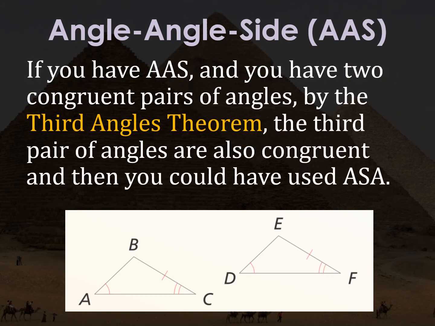So if you have AAS, you have two congruent pairs of angles. The reason this works is that by the third angles theorem, remember, the third pair of angles also has to be congruent. So you could have used ASA. So AAS is really what's called an offshoot or corollary of ASA. It's just another application due to the presence of the third angles theorem.